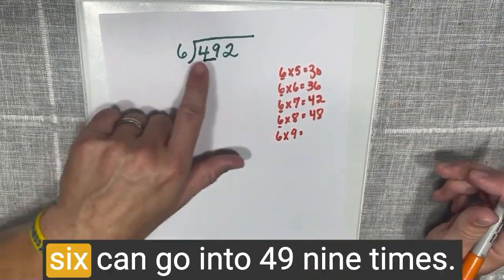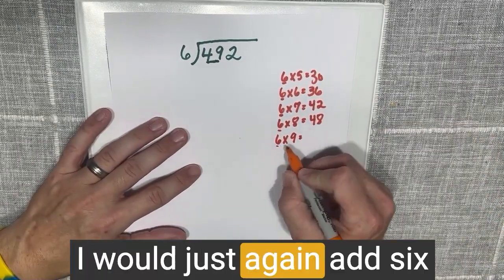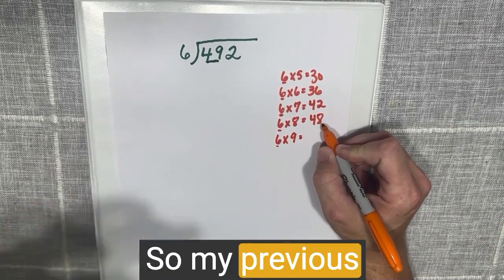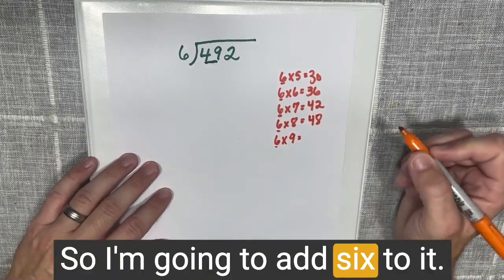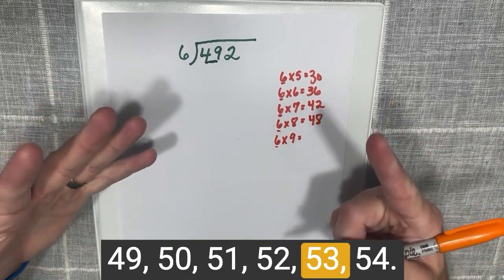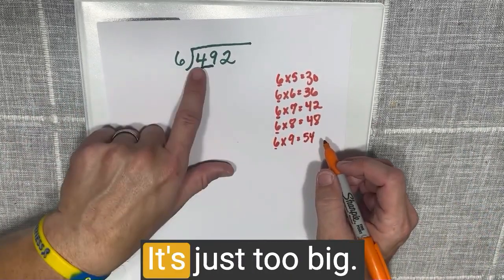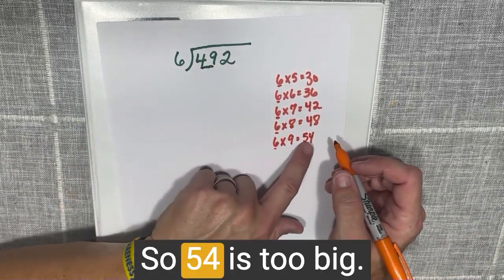If I tried to say that 6 can go into 49 9 times, here's what's going to happen. I would just, again, add 6 to my previous answer. So my previous answer was 48. So I'm going to add 6 to it. 49, 50, 51, 52, 53, 54. So 6 times 9 is 54. And you see how that 54 is just too big. So 54 is too big.